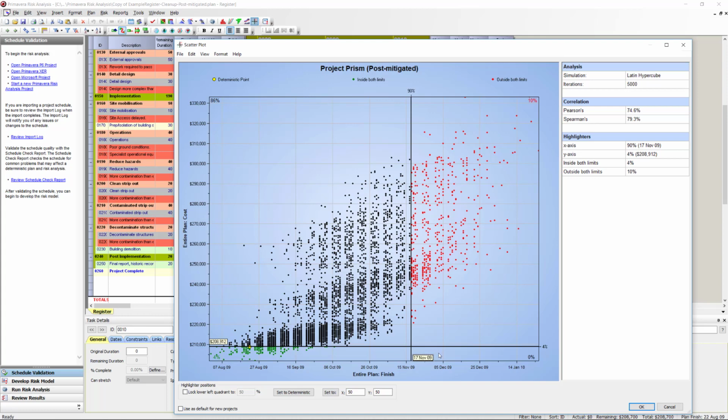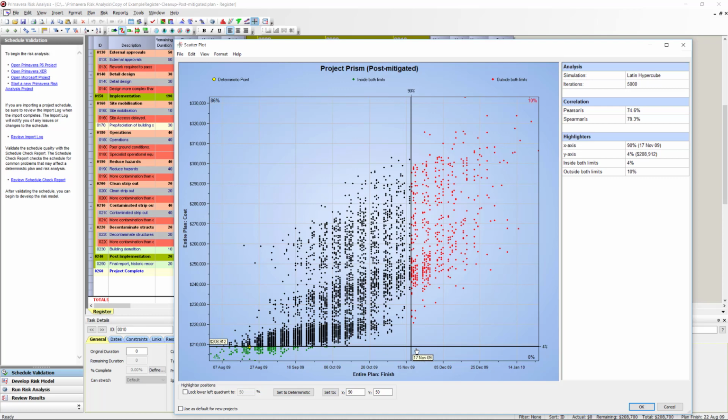Okay, you remember here it used to be around August 9th. This is the deterministic date. But if I do want to have a level of confidence of 90%, then the date that I have to specify is November 17. So that's for the date, for the duration of the project.